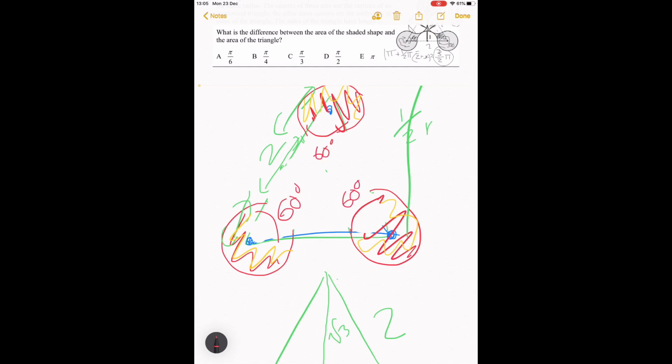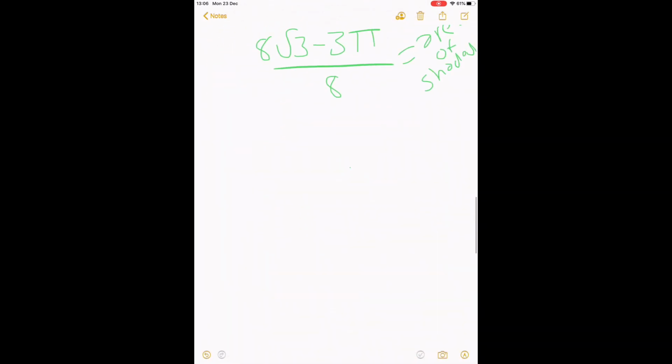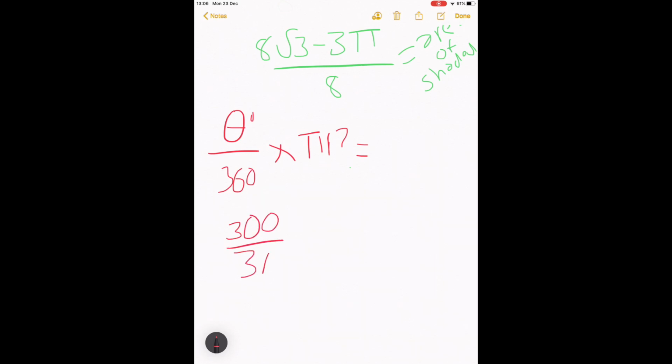So if we know each internal angle equals 60, then each external angle would have to equal 300 to make a full circle. So we know the size of our exterior angle. We can use the formula of an area of a sector, which is our angle over 360 times its area, so pi r squared. Our angle in this case is 300, so 300 over 360 times our area, which we know is a quarter pi.